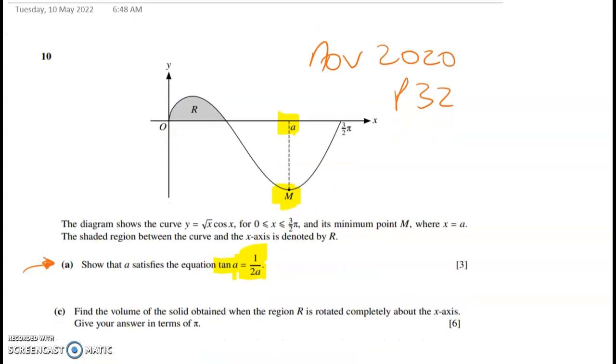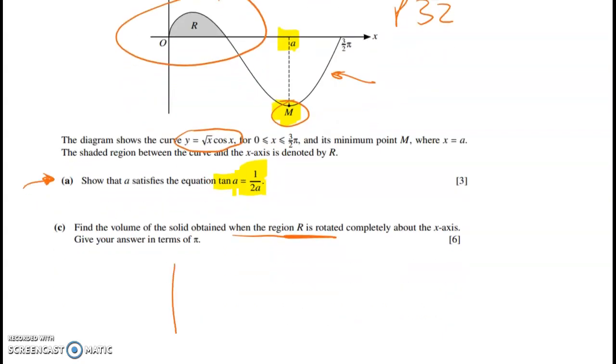So what we're asked to do is that we've got this function y equals root x cos x, and that's what's up here. And now we're not focusing on this minimum point anymore. We're trying to find the volume of the solid obtained when the region R here is rotated completely about the x-axis. So as soon as you see that, you should think back to AS and think, well, how do we do volumes of solids? Well, volumes of solids of revolution are pretty cool, and they're also really much easier than they sound, right? So we're taking that function and we're going to rotate it around.